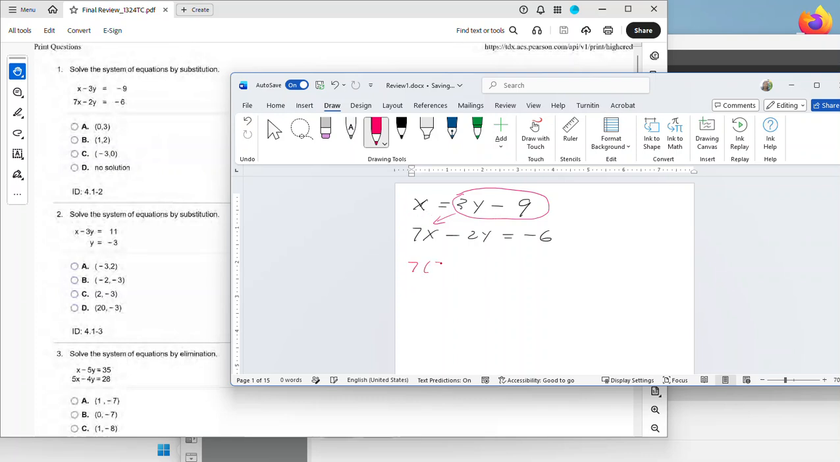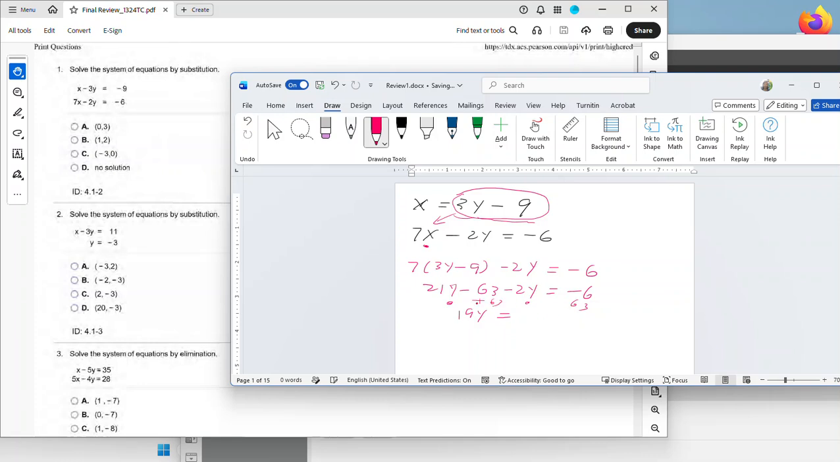So now I have 7 times (3y minus 9) minus 2y equal to negative 6. So that means x is gone. x is replaced by 3y minus 9, right? Now this new equation, we only have y, so we can solve for y. We multiply it in. So 7 times 3, 21y, minus 7 times 9, 63. The rest just copy it down. And these two are the like terms. You combine the like terms, right? So that's 19y. We're going to add 63 on both sides.